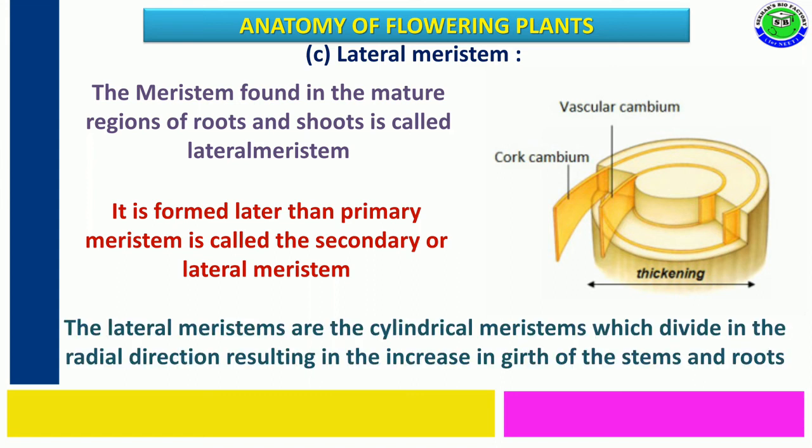The lateral meristem is also called cylindrical meristem because this meristem is formed in the form of a circle, continuously, and appears cylindrical. That's why it is also called cylindrical meristem, and these cells divide in the radial direction, and this radial direction growth helps to increase the radius or girth of the main stem and root, useful for secondary growth.